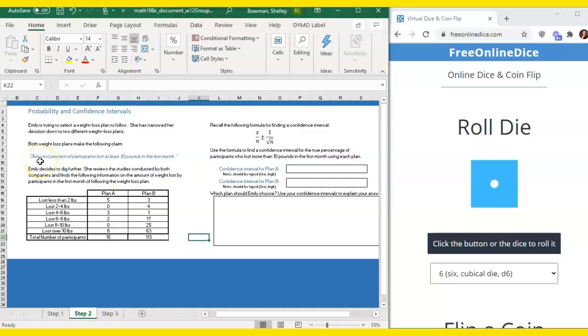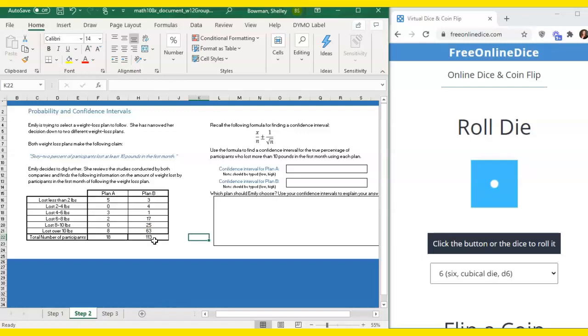and they've given us the percent of participants that lost at least 10 pounds. They gave us 62% of this sample size right here, plans A and B. We had a sample size of 18 and a sample size of 113. And we want to know which of these plans is going to be the best option for Emily.